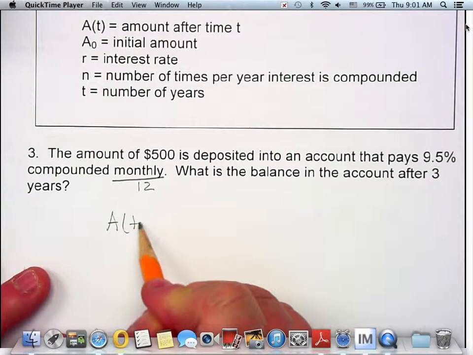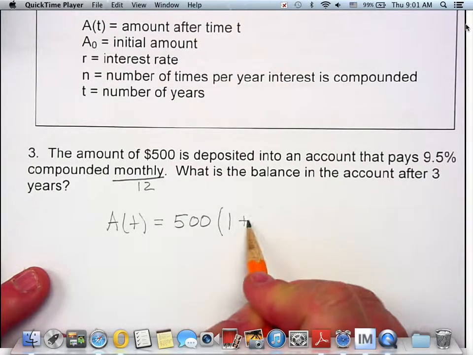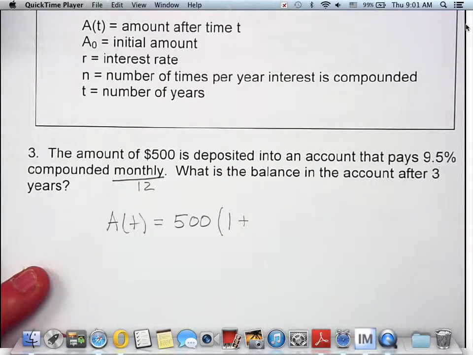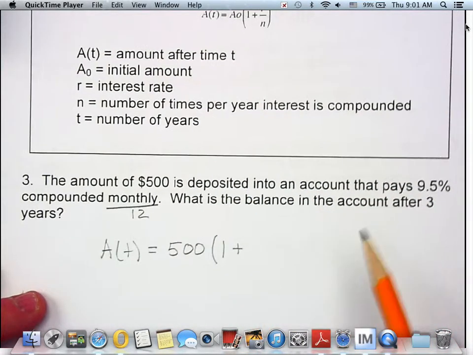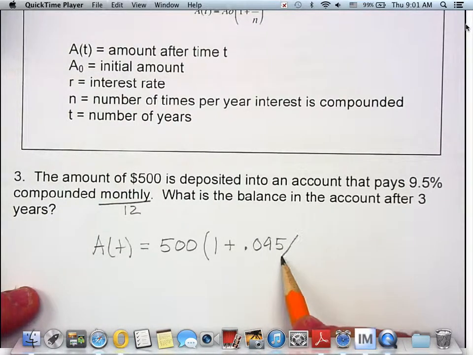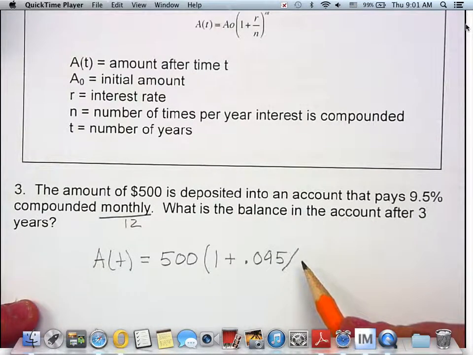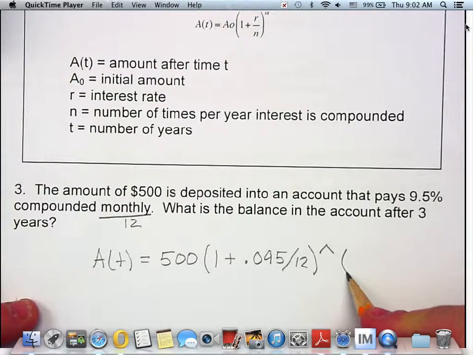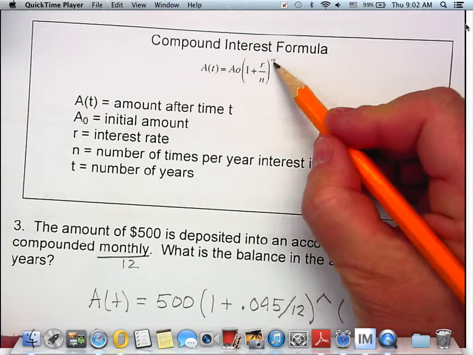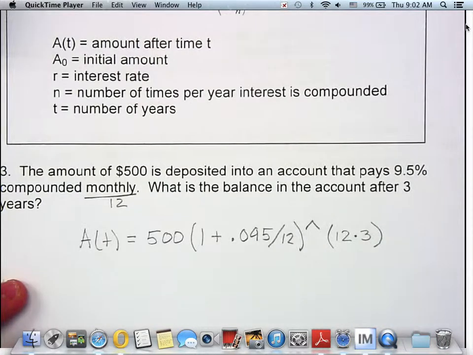What is the balance in the account after 3 years? So this time we'll have A of T equals 500, then 1 plus, and I'm going to write it like I'm going to put it in the calculator, and the rate would be what in this case? 0.095, and then a slash, divided by 12. Parentheses, caret, and then parentheses. Well, it's N times T, so 12 times 3. Or if you want to put 36 in there, you can.